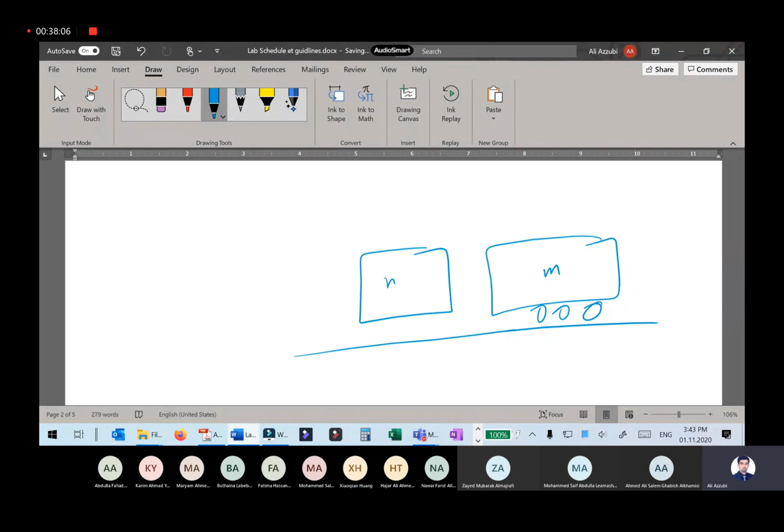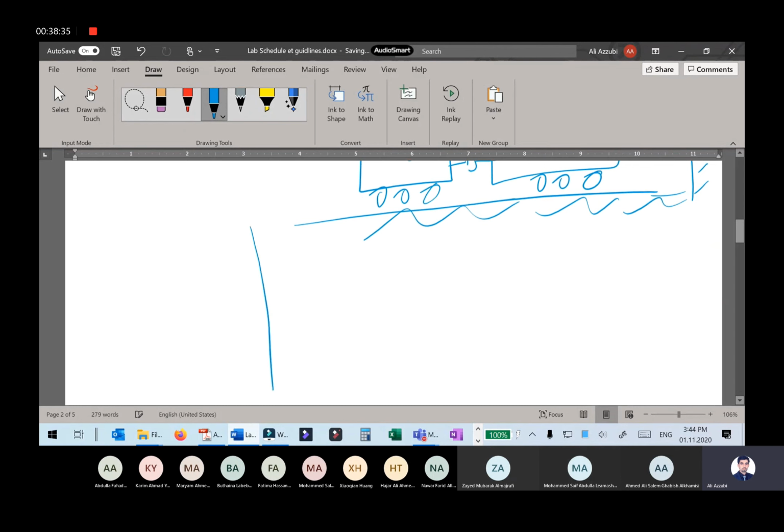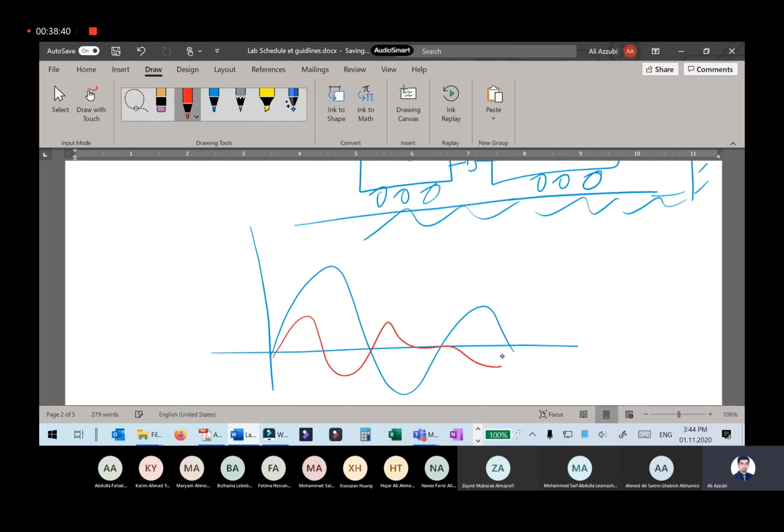You have mass 1, mass 2. You have a spring like this. You have a damper. You have a spring. You have a damper. Yeah, let's take it like this. And you have maybe x1. And this is just like this. And you have x2. How hard is it to plot x1 like this and x2 like this, given some initial conditions?